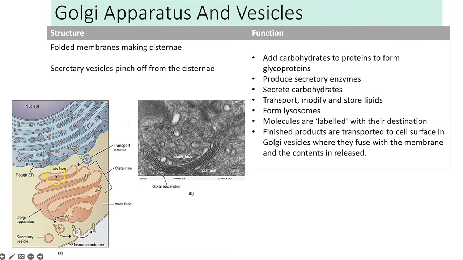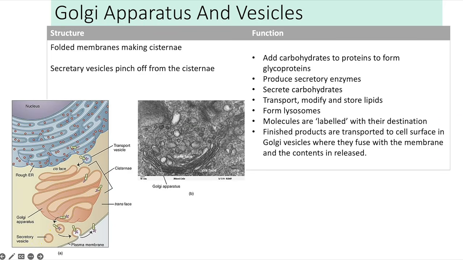The Golgi apparatus, which is shown here in this peachy orange colour, again it's made up of folded membranes which are known as cisternae, but it's more of a curved shape. And you also get these secretory vesicles that pinch off. And that is because anything that's been processed and packaged within the Golgi apparatus is then secreted out in these vesicles.